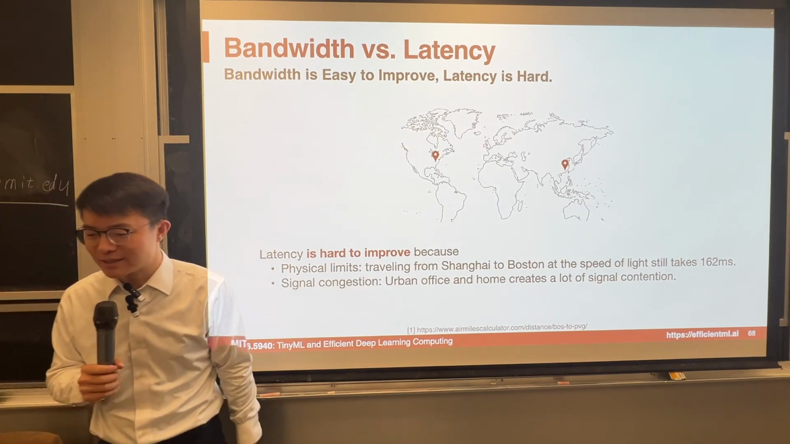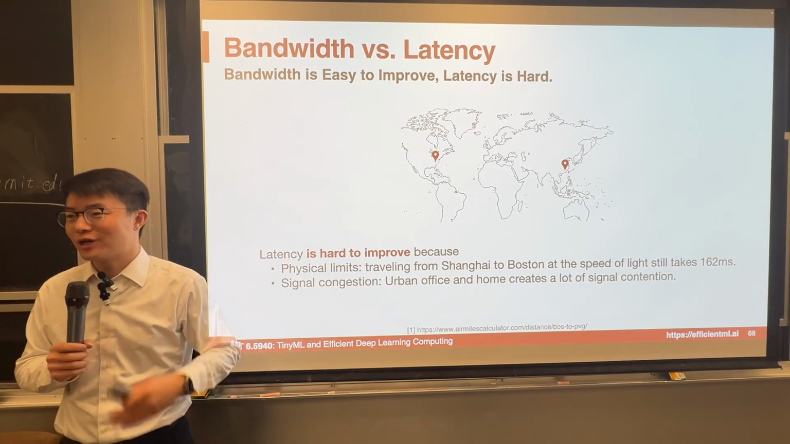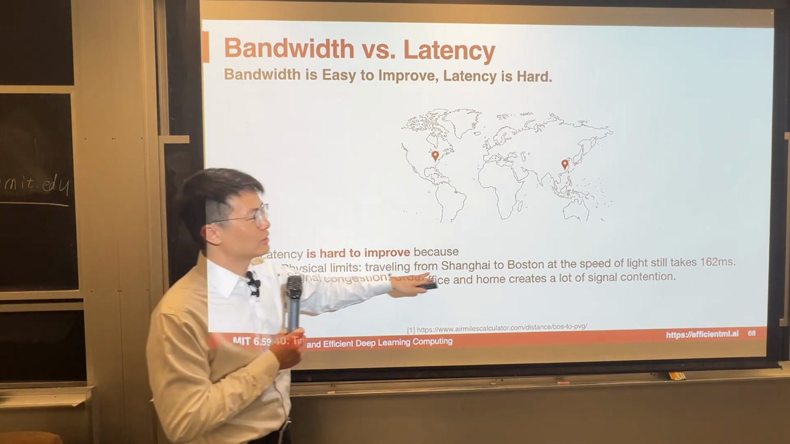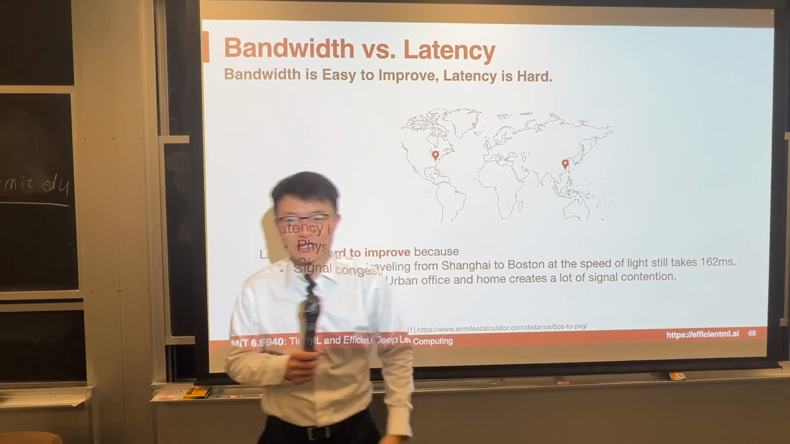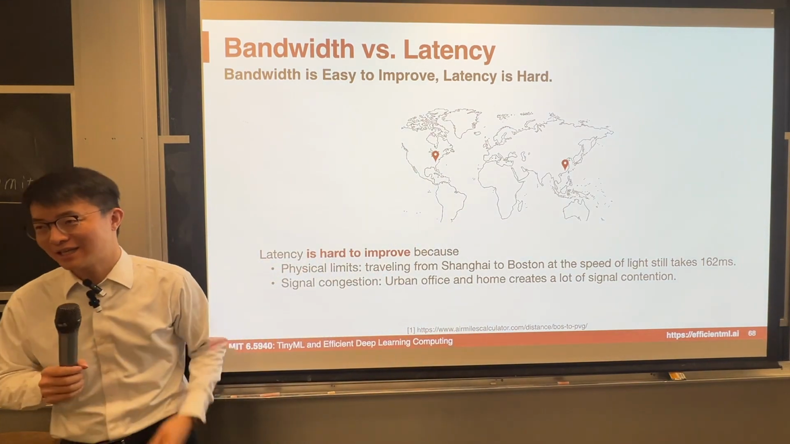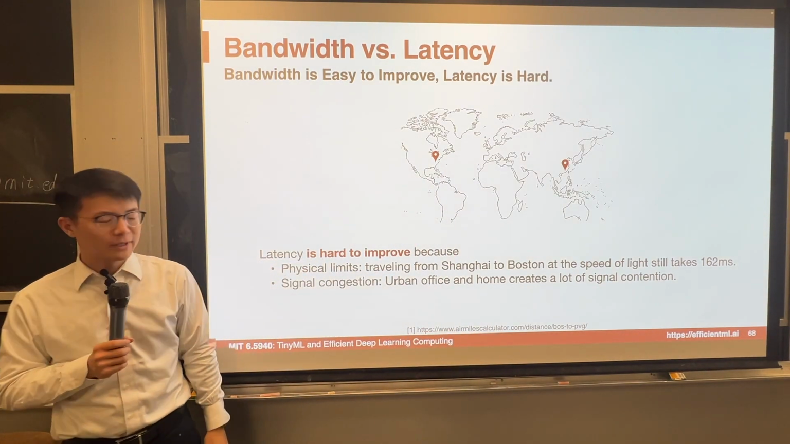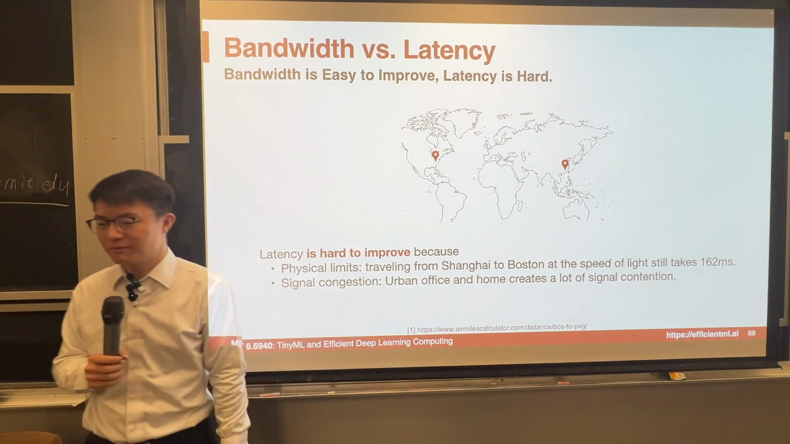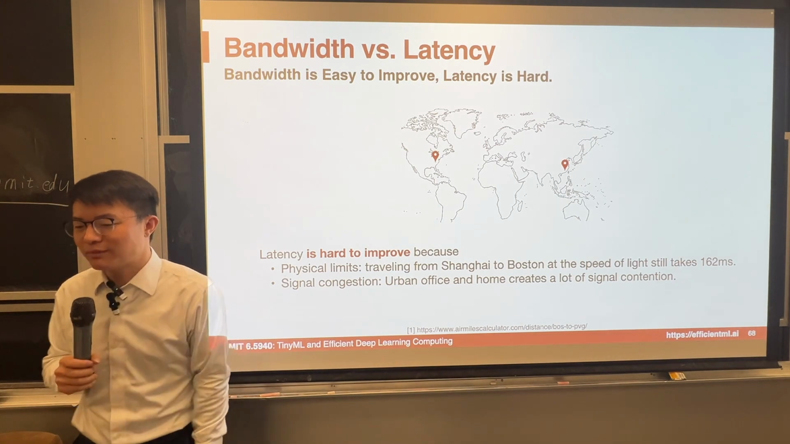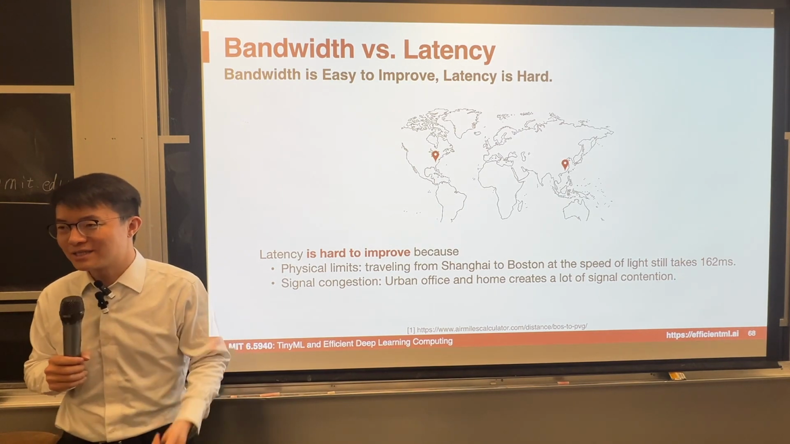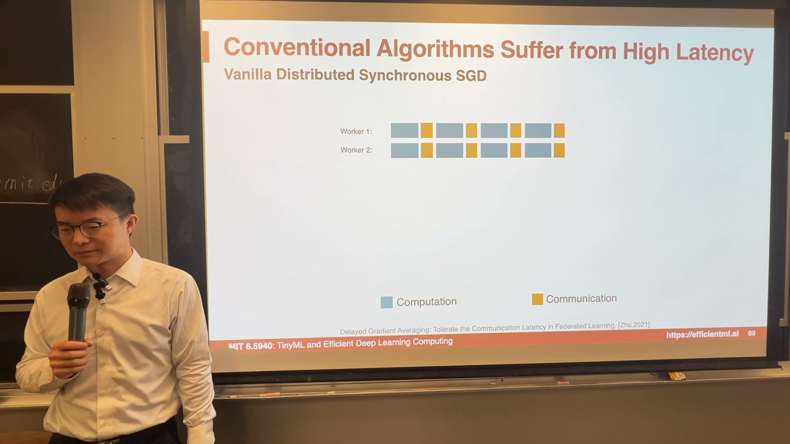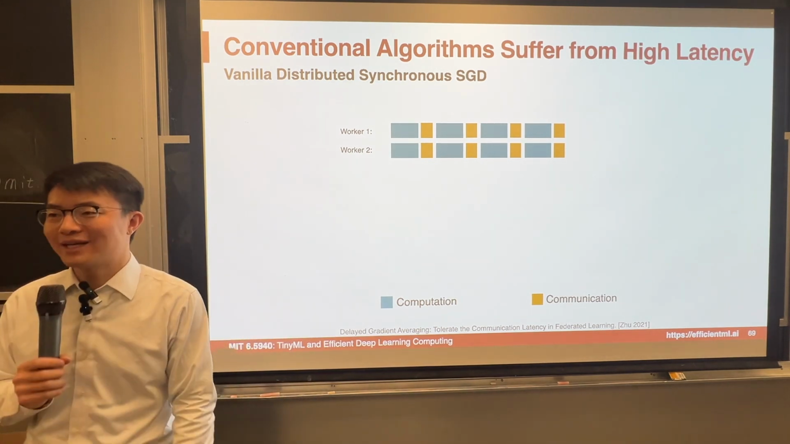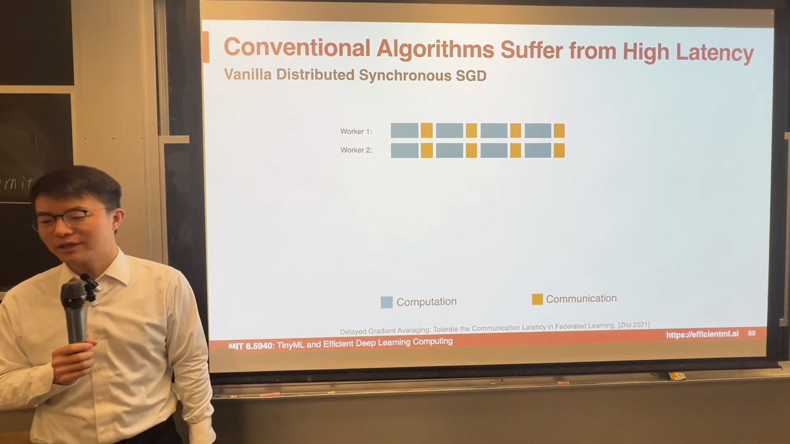But latency is hard to improve because you have the physical limit at the speed of light. Traveling from Shanghai to Boston at the speed of light takes 162 milliseconds. That can never be broken. And also the signal congestion, a lot of signal contention. So improving the bandwidth is easier, but latency is much harder. And let's see, how does the long network latency hurt the scalability and the speed?